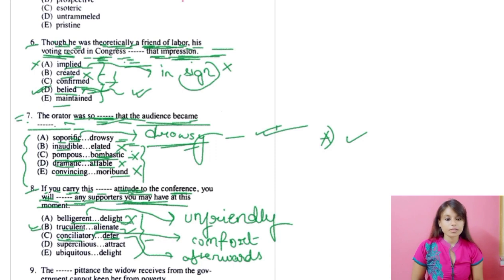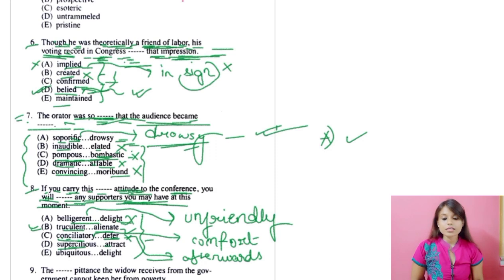will defer any supporters. No. Conciliatory means comforting attitude. Then how will that person leave the supporters till the next time? No, it's not making any sense. I'm crossing this out. Let's check number D, supercilious and attract.